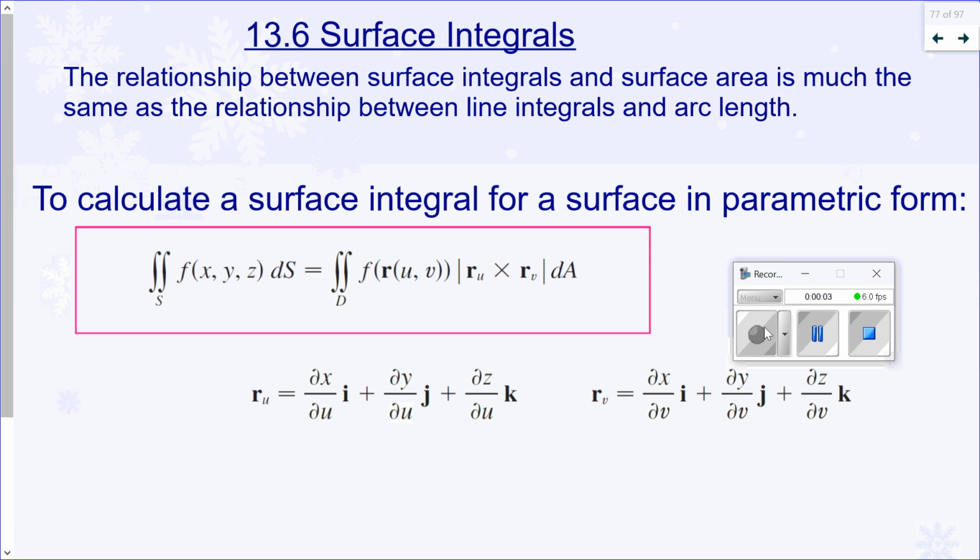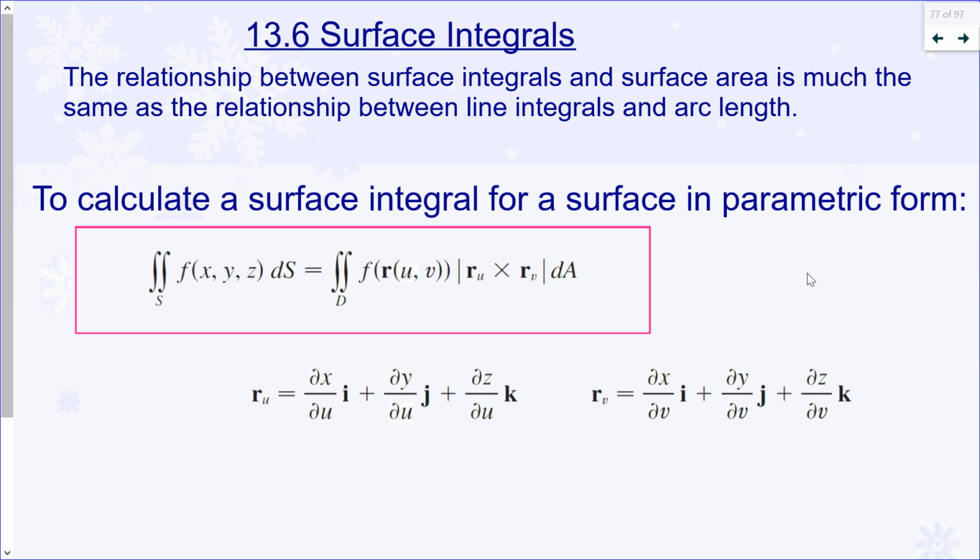Today we're going to be talking about surface integrals. Surface integrals and surface area have the same relationship as do line integrals and arcs. So those have a similar relationship. So we're going to calculate a surface integral.